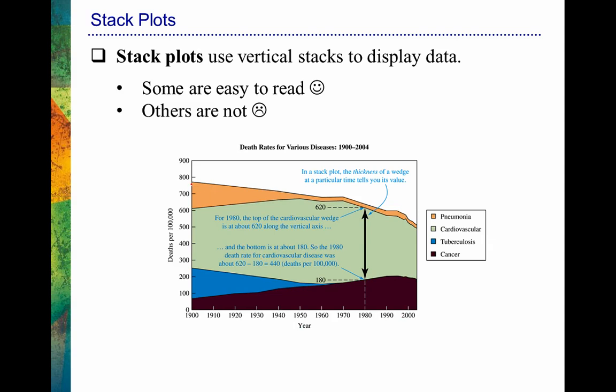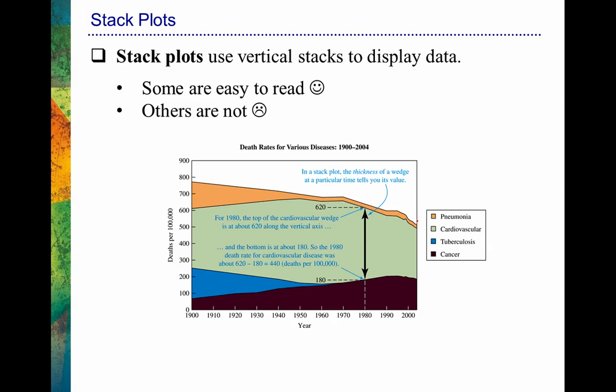So we can look overall. In the year 1900, when we look over all of these different diseases, the orange is pneumonia. Here we have cardiovascular diseases. Here we have tuberculosis. Here we have cancers. In 1900, we can see not all that many people were dying of cancers. We had lots of people dying from tuberculosis and cardiovascular diseases and pneumonia. We can see over time this overall trend has headed down.